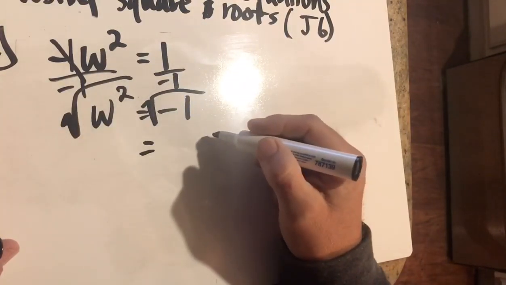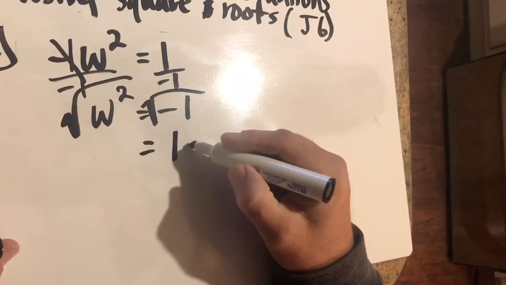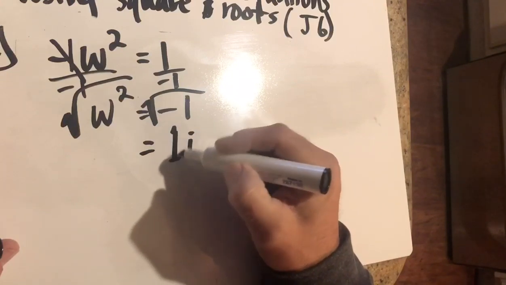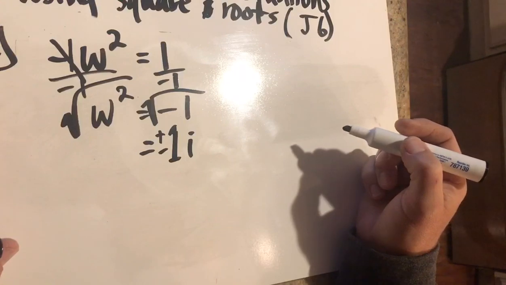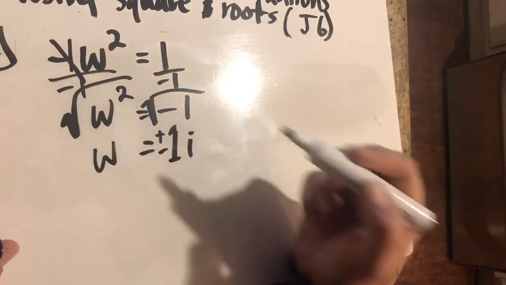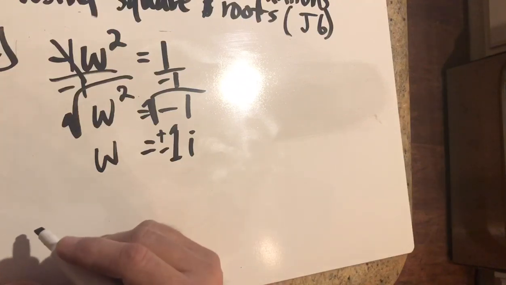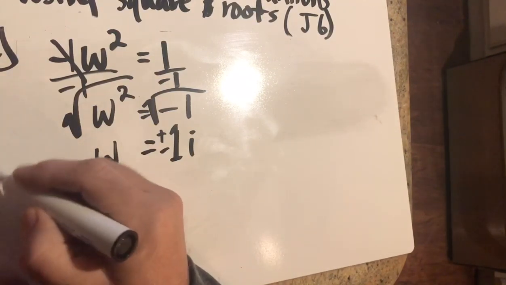So your solution is, put the 1 first, 1 times i, and make that look more like a 1i. It's positive or negative. And if you remember, i times i is negative 1.